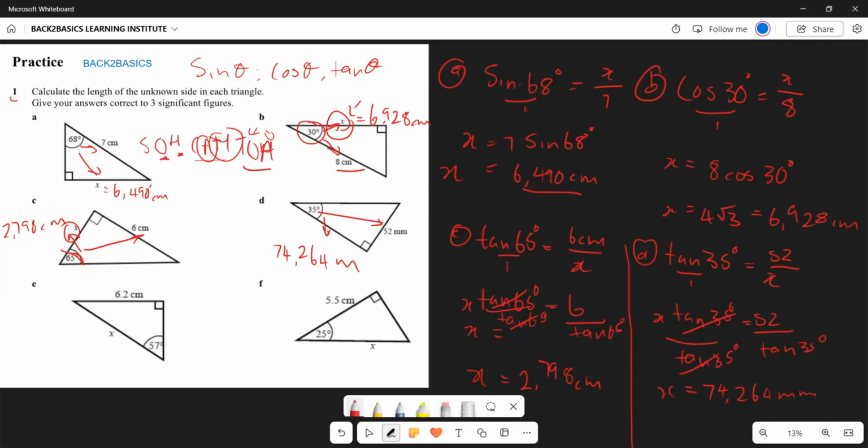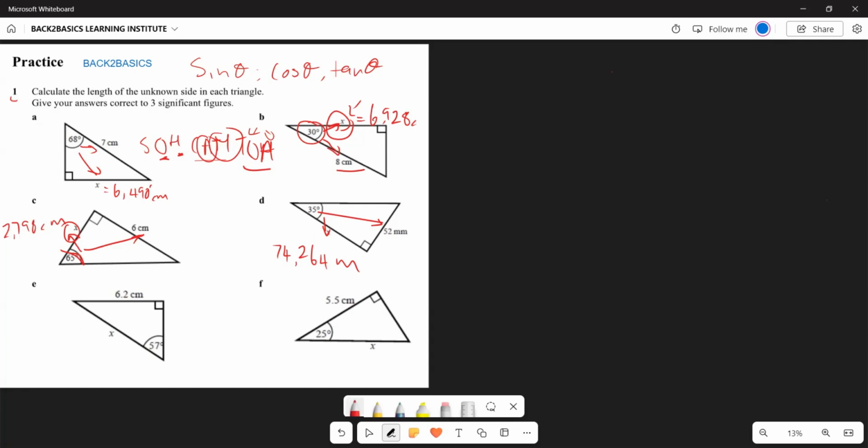Okay, now let's make up some space so that we can do our number D and also number F. So now let's look at number E. So now we are in number E. What is it that we are going to do?